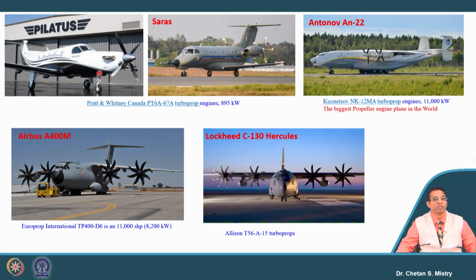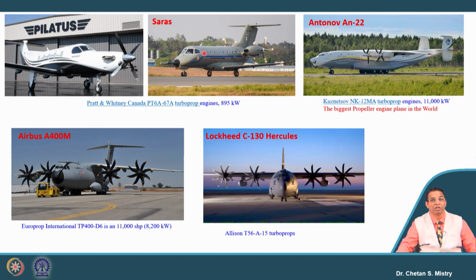So here, the Pilatus and Saras are using the PT6 engine. They are turboprop engines, one of the most efficient engines developed by Pratt & Whitney, generating power of say 895 kilowatt. Here in this case, this is the propeller, I will discuss it after a few minutes. This propeller is connected in the front side, and here we have the exit. So this aircraft is looking for a single engine.